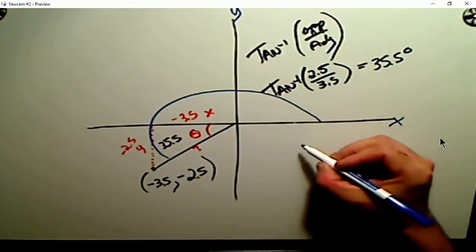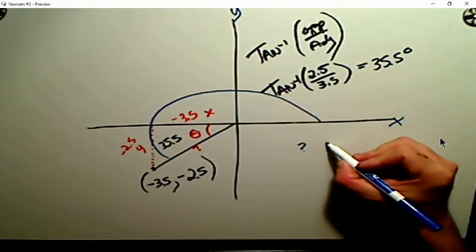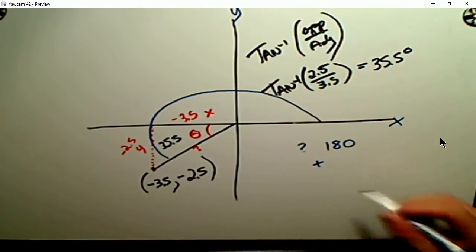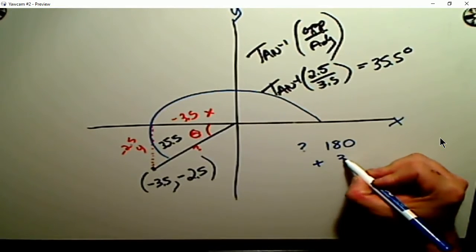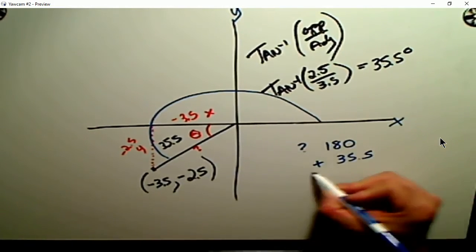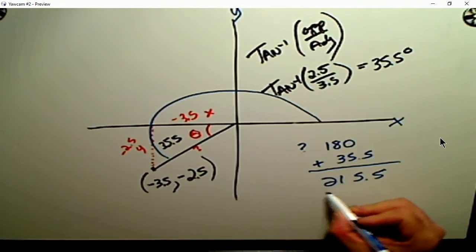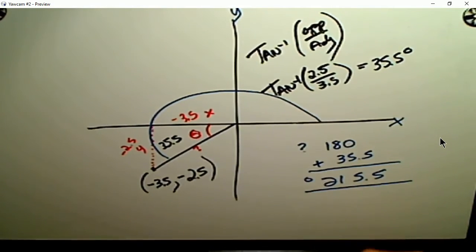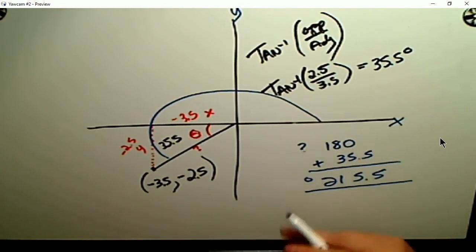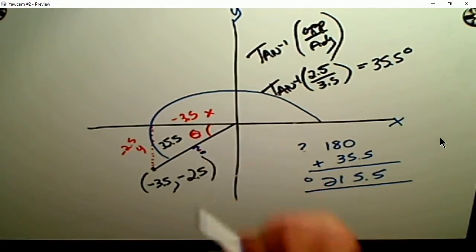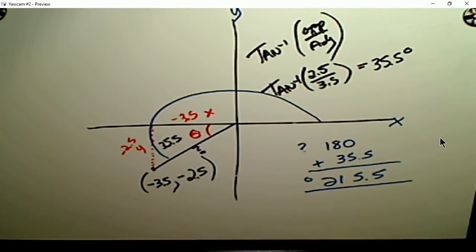How many degrees is that? Well, it's 180 plus 35.5, 215.5 degrees. How large is it? What is its magnitude? Again, to describe this vector fully, we need the magnitude and direction.